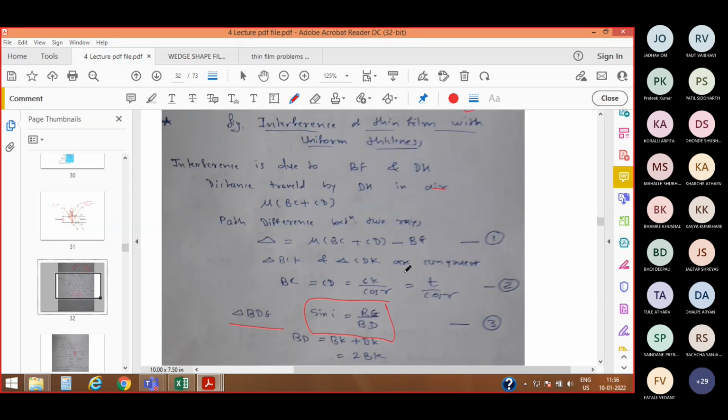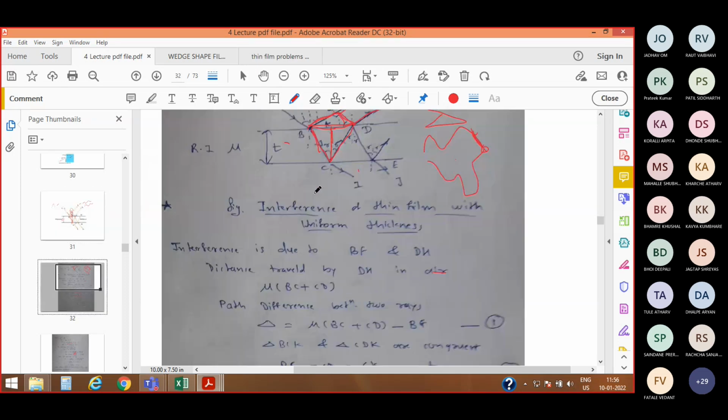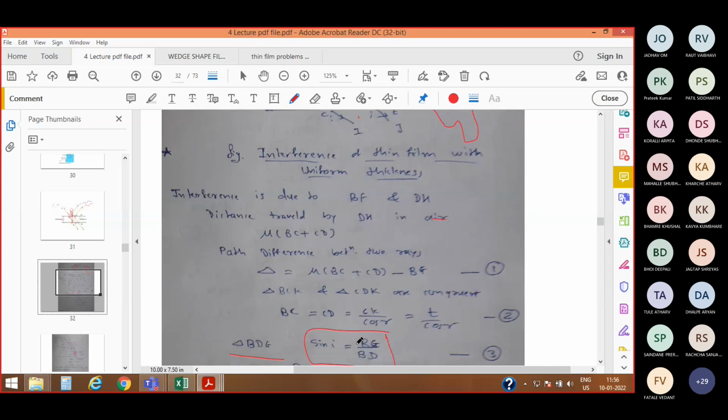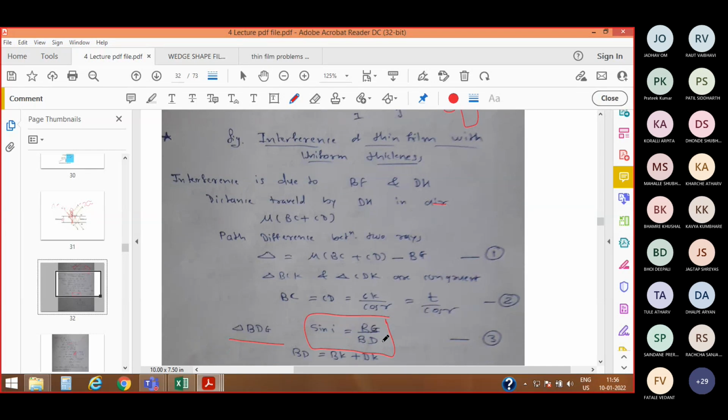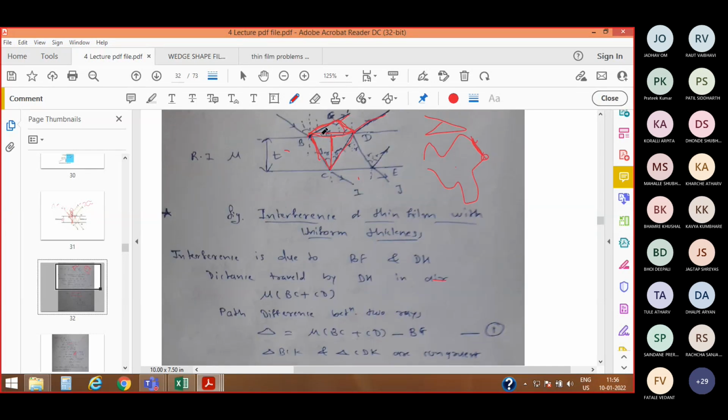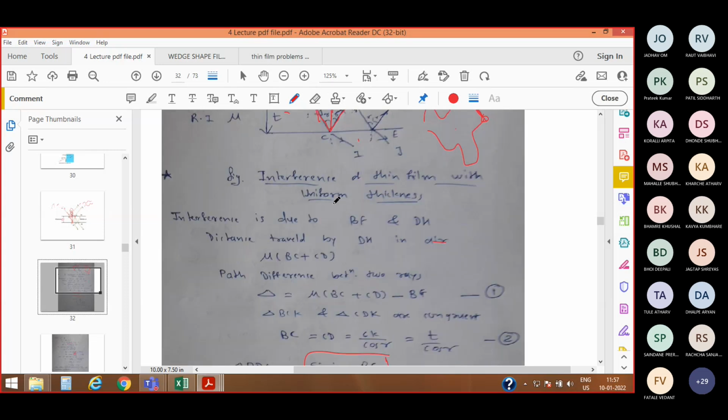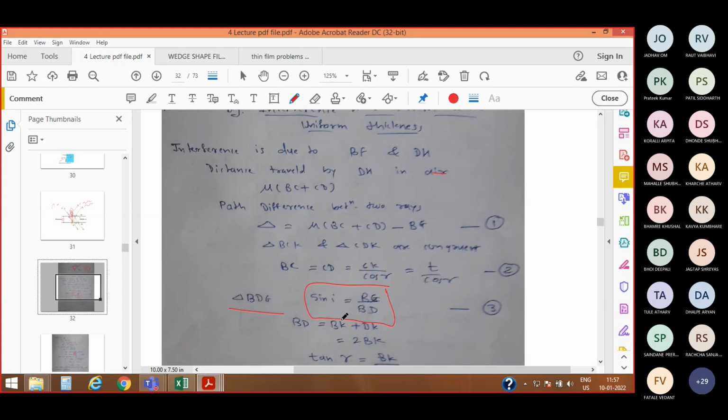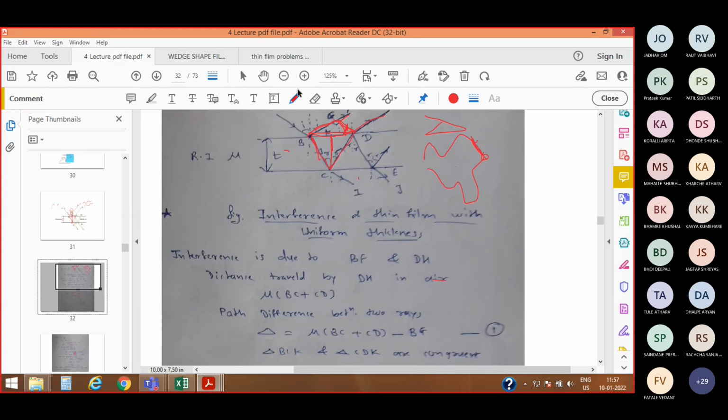Sin of I is BG upon BD. Sin of I means angle of incidence. That is, sin of I is equal to BG upon BD. This one. But what is BD here?